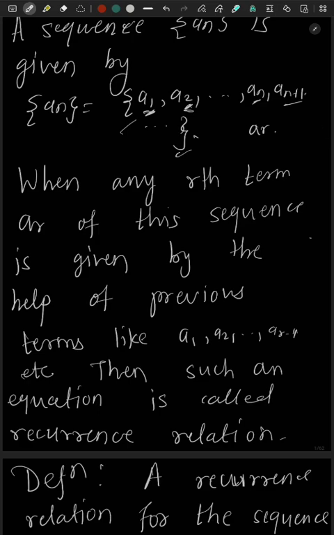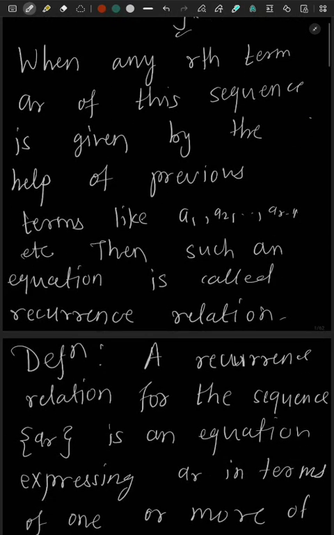Okay, when we give a sequence, it means that there might be some relation between the terms. What does that relation mean? That means that any term can be obtained from the previous terms. If that relation is there, then that relation is called a recurrence relation. The relation means it is an equation.